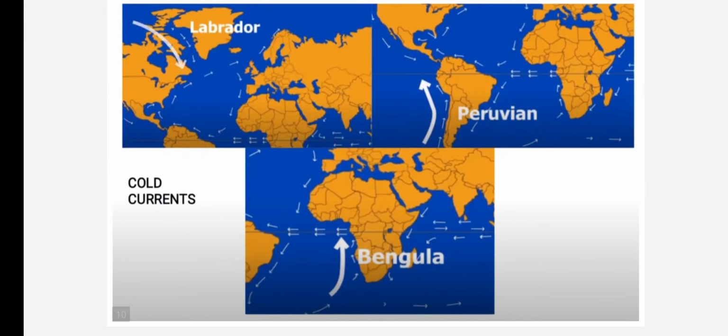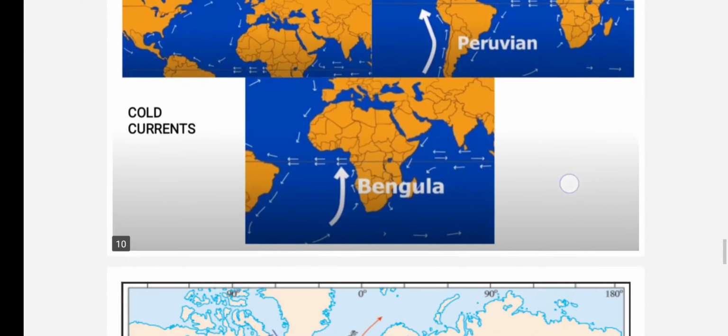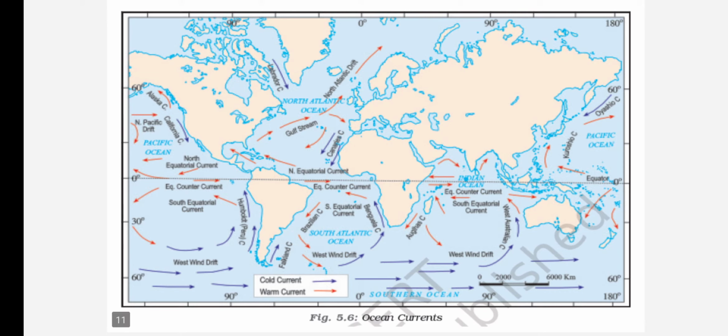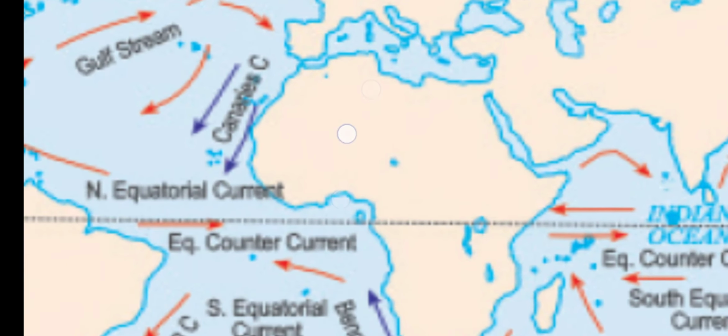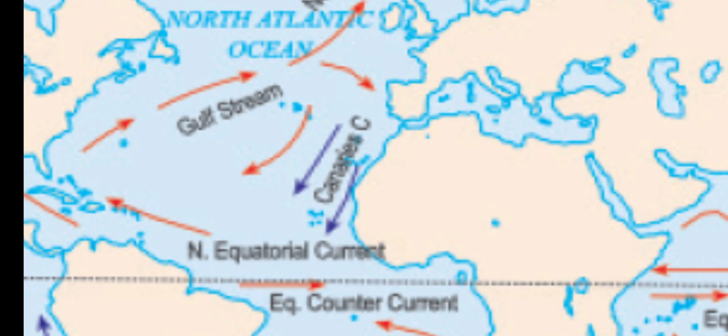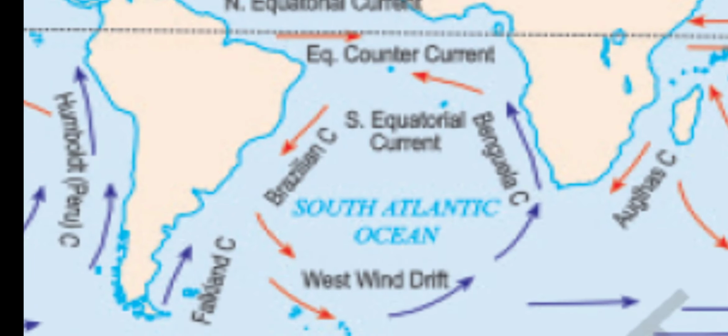Now, examples of cold currents are the Labrador current, Peruvian current, and Benguela current. Okay? Now, what are the examples of the warm currents, children? Here you can see many currents. For example, the Gulf Stream. This is an example of a warm current. Likewise, many other currents are there. Here, see the equatorial current and the Brazilian current. These are all what, children? Warm currents.